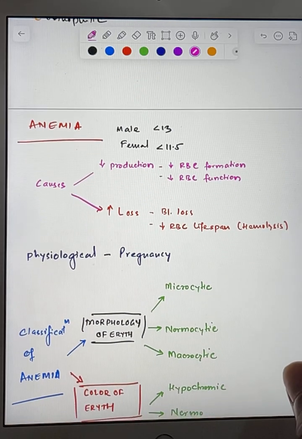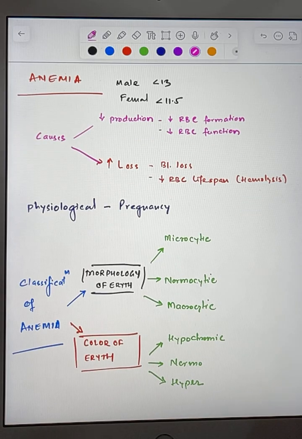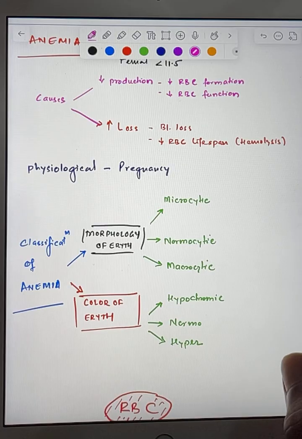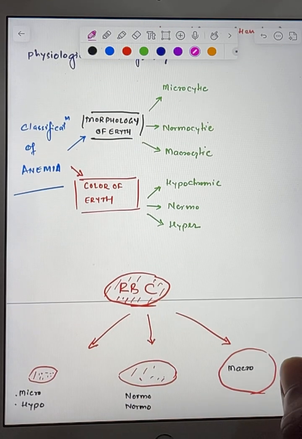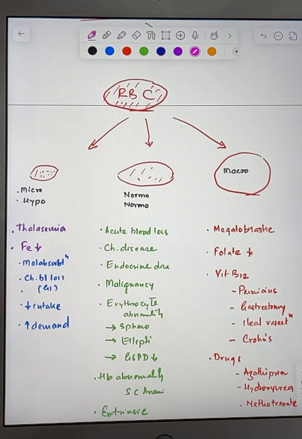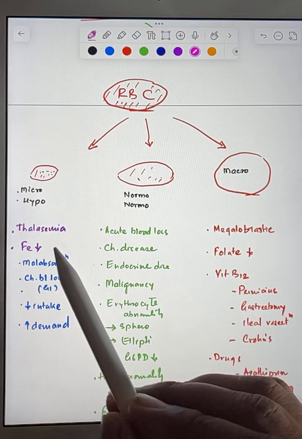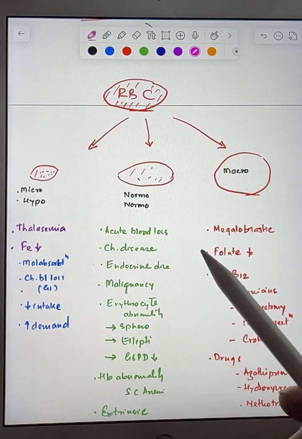Anemias are of two types: male, female, with causes of decreased production, decreased RBC formation, and increased loss. Physiological: pregnancy. Morphology: microcytic, normal. If you see microcytic hypochromic anemia, normal, thalassemia, malabsorption.